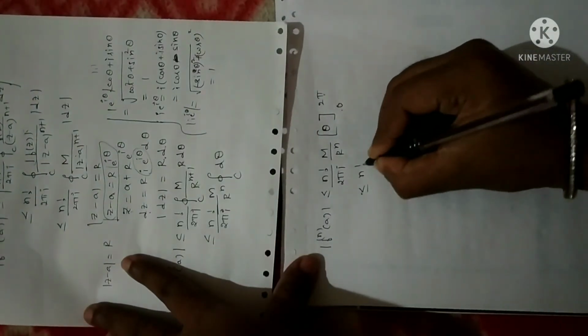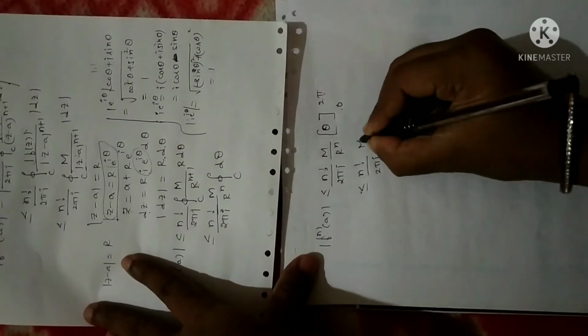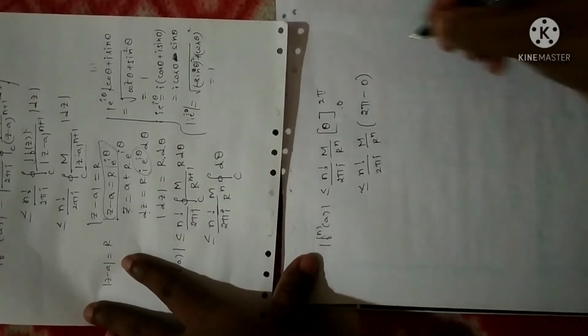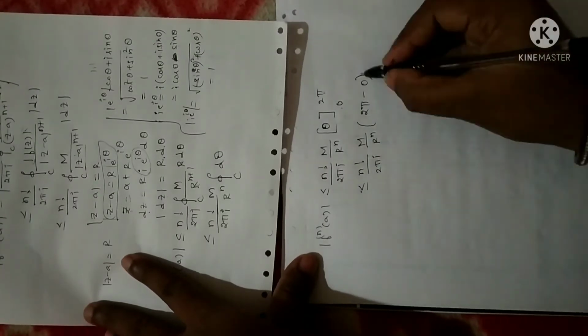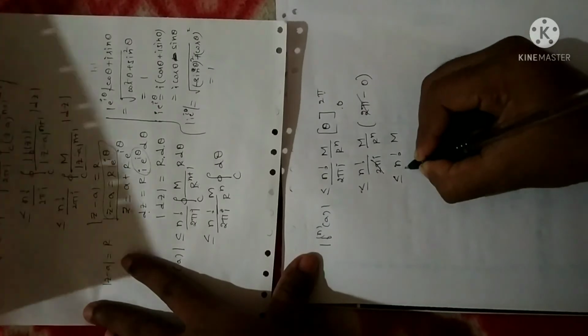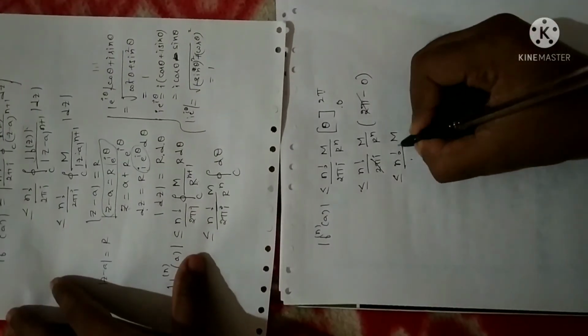Now let me simplify n factorial by 2 pi i into M by r power of n. Upper limit is 2 pi minus lower limit is 0. Right? Now 2 pi minus 0 is 2 pi. Anyhow 2 pi gets cancelled. So what you're going to get is n factorial by r power of n.